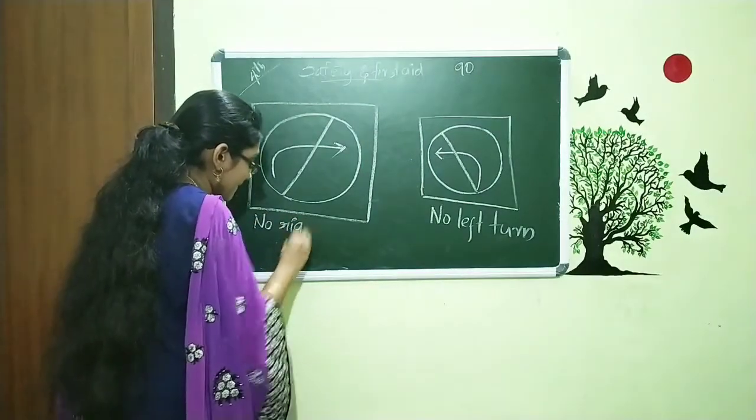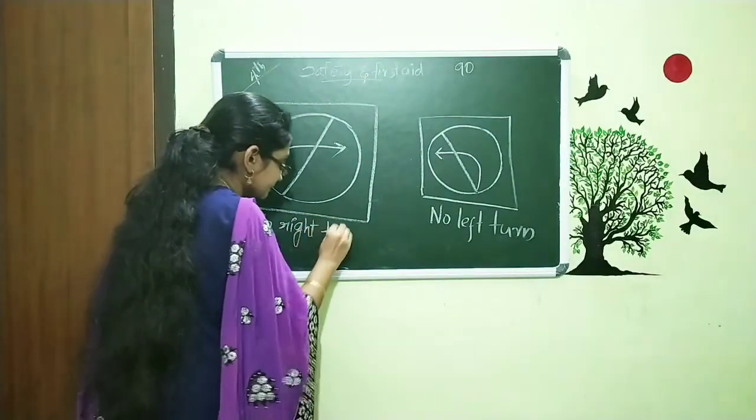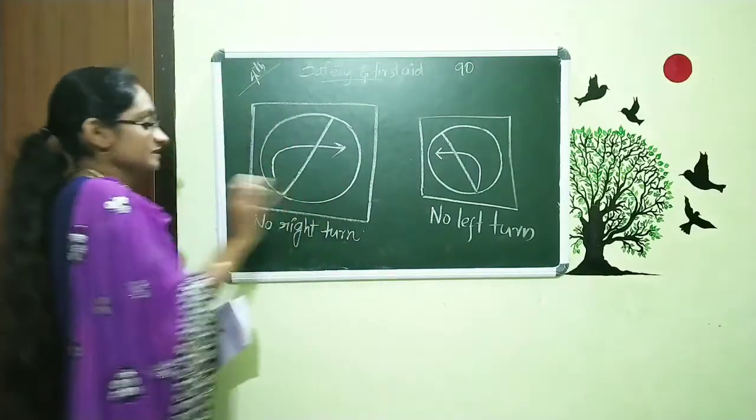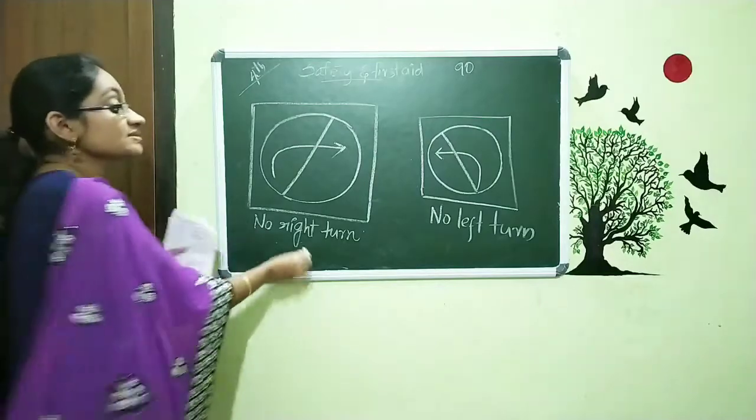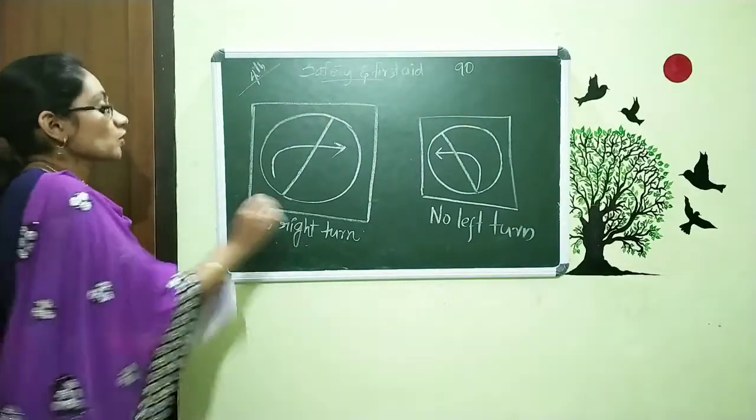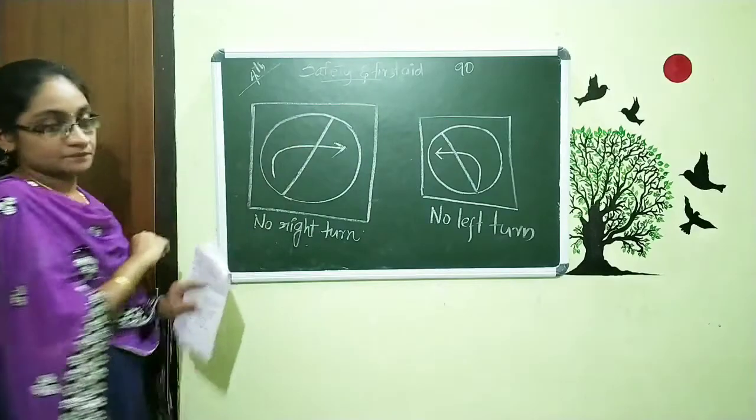No right turn. It is not possible to turn towards the right. That is the meaning of the symbol, no right turn.